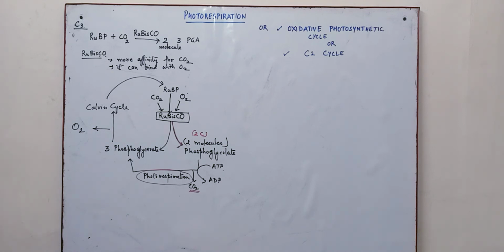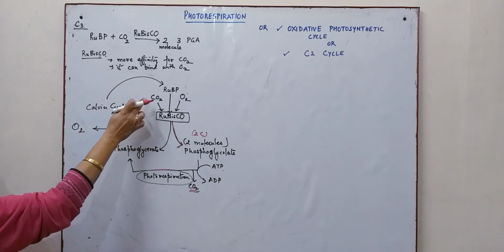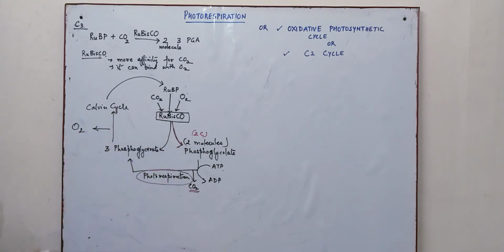But here, since it is using ATP and releasing carbon dioxide, a lot of the plant's energy is wasted, and as a result the carbon dioxide fixation is reduced. Therefore, photorespiration is a wasteful process because it is not helping in the synthesis of sugar. Instead, it is releasing carbon dioxide and utilizing ATP. So it is completely wasteful.